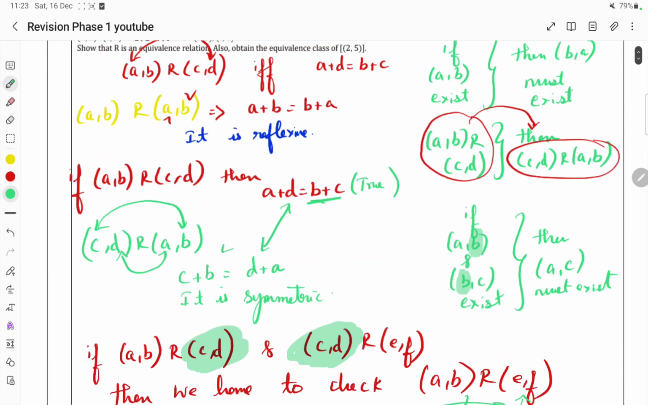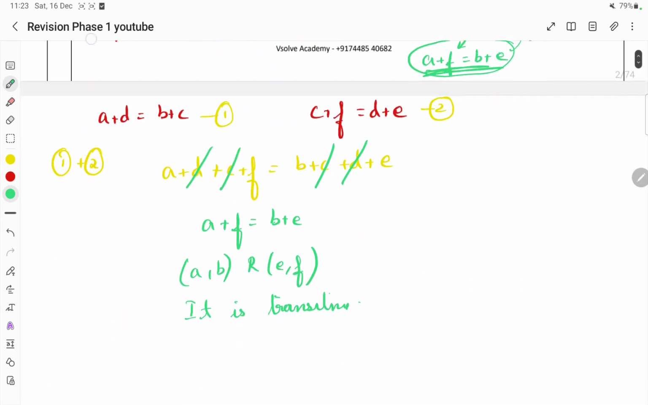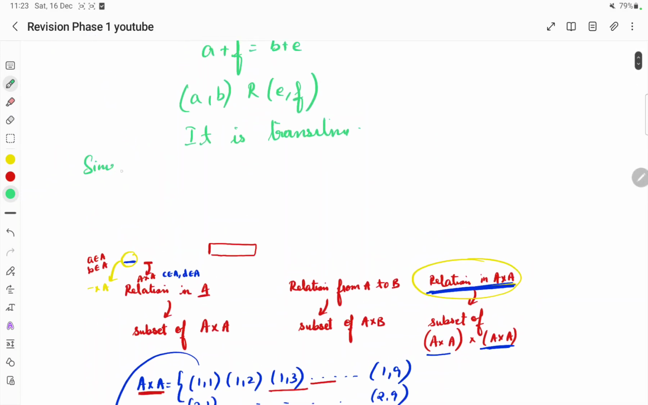Now if it is reflexive, symmetric and transitive, we just have to prove it is an equivalence relation. Yes, since it is reflexive, symmetric and transitive, it is an equivalence relation.